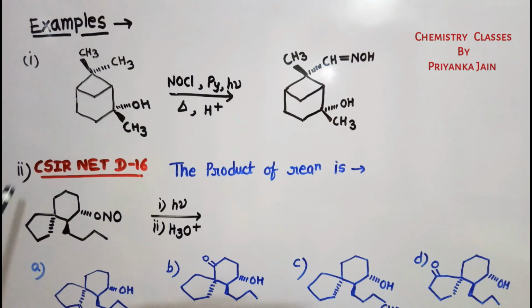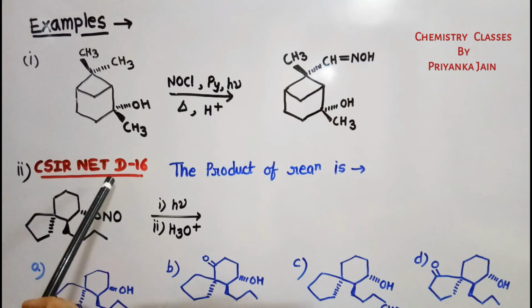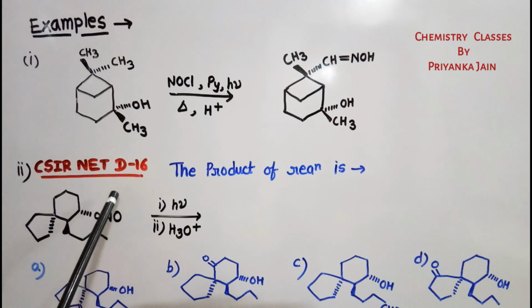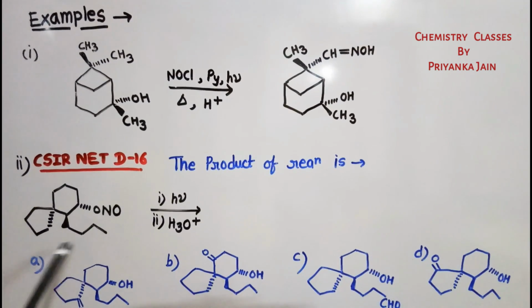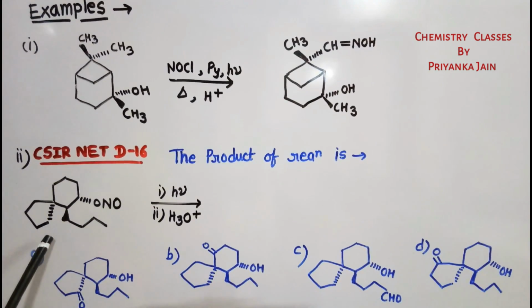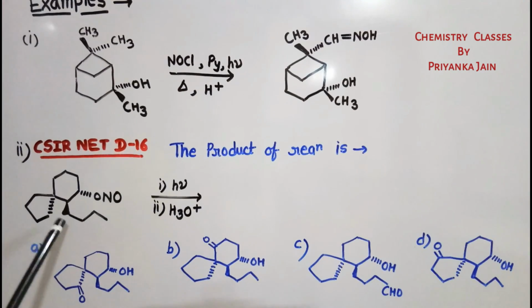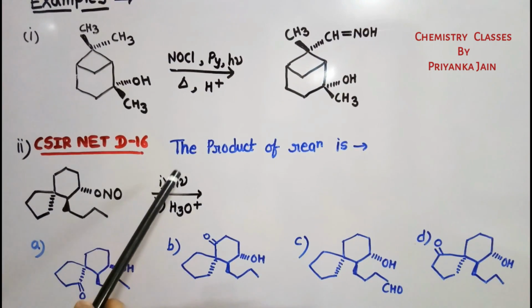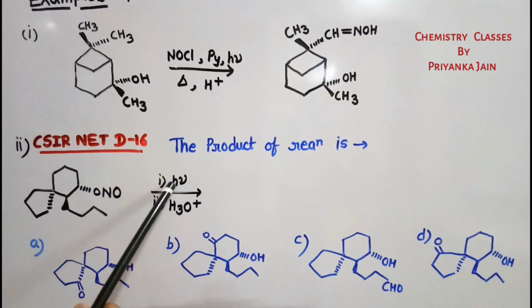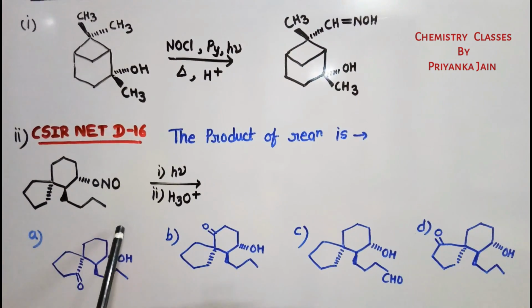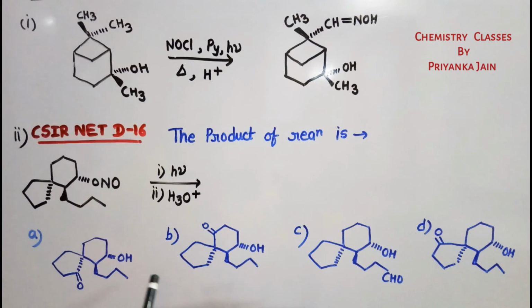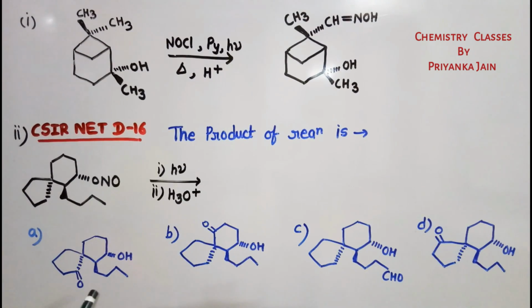Another example that came in the CSIR NET December 2016. And in this example, this is the reactant that we have been given. The reaction is carried out with sunlight and then hydrolysis, and we have to find out what the product is, and we have been given 4 different options. Now the same condition is here.